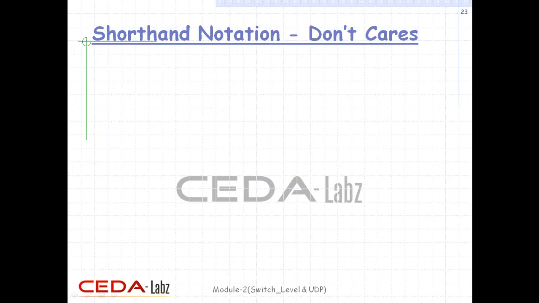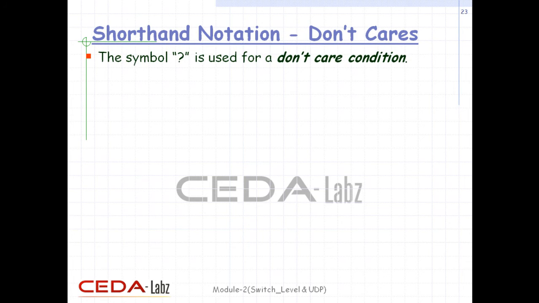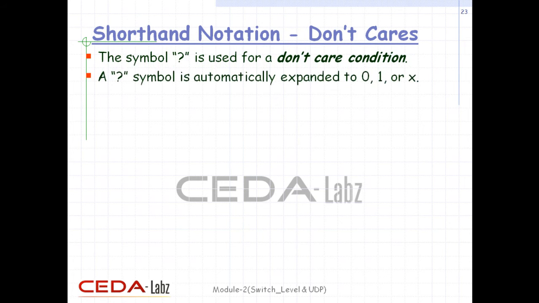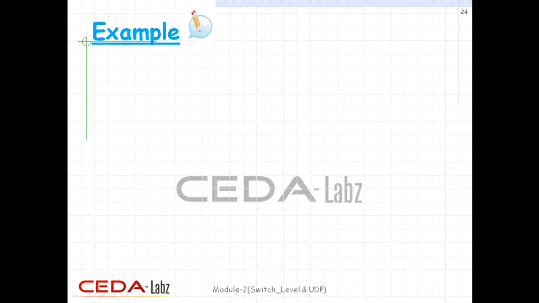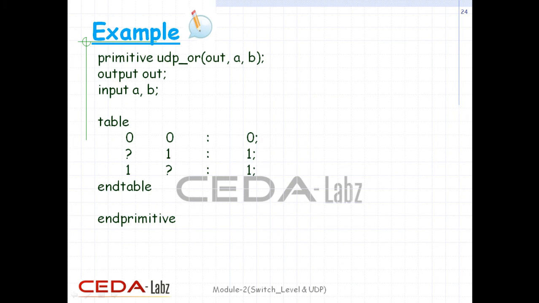In the last example, whenever one input is 1, the result of the OR operation is 1, regardless of the value of the other input. The question mark symbol is used for a don't care condition. A question mark symbol is automatically expanded to 0, 1, or X. The OR gate described in the last slide can be rewritten with the question mark symbol. Question mark represents a don't care condition, that is, whatever may be the condition.